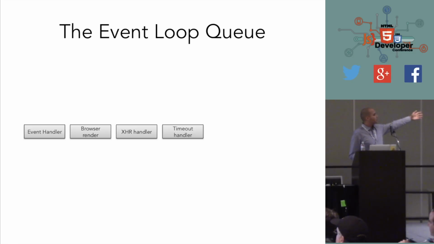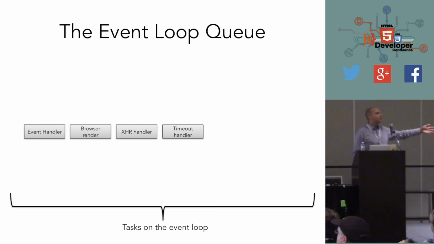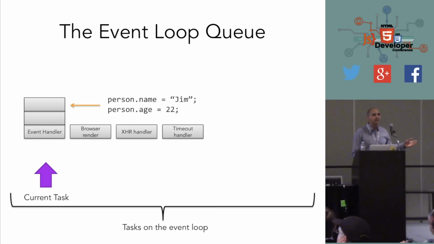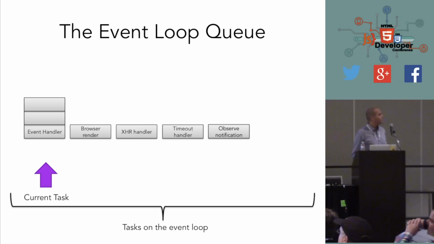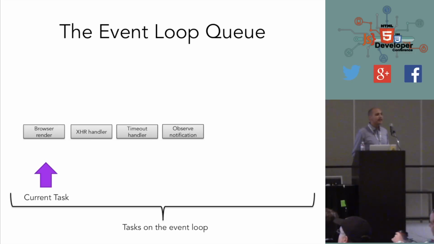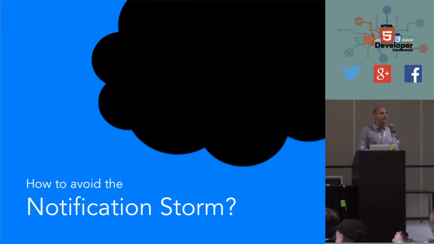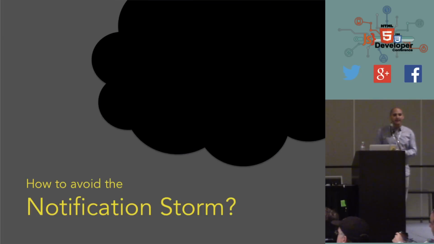So here's the event loop queue, and let's say in your event handler, you decide to make a change to our person friend. Now, that's going to generate this observe notification. But if you post that onto the end of the queue, say maybe with a setTimeout, what's going to happen is maybe the next task is a browser render, and it's going to happen before we can even respond to that Object.observe notification and update the view. And so you'll end up with the dreaded notification storm. So how do you avoid the notification storm?